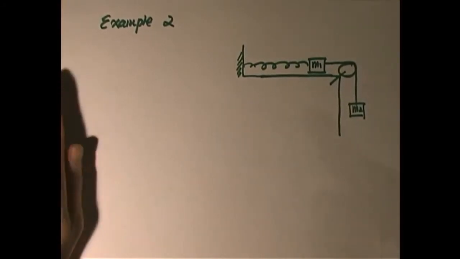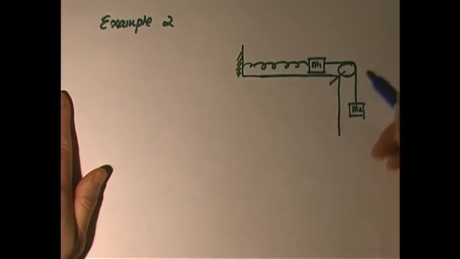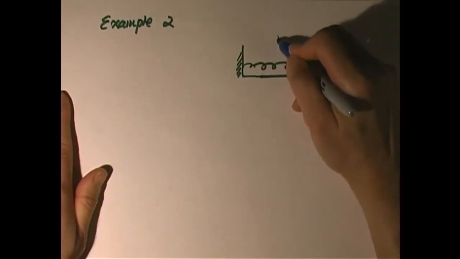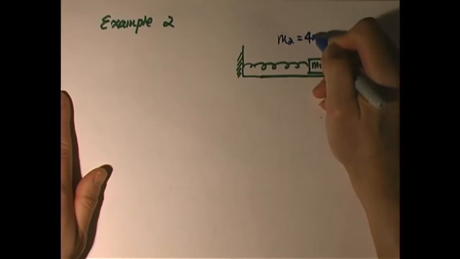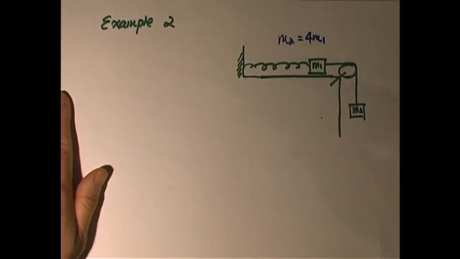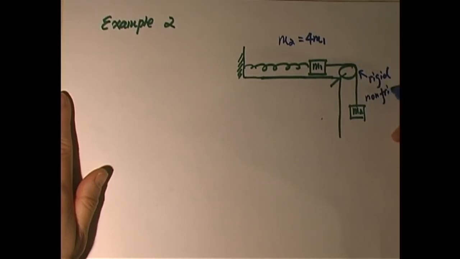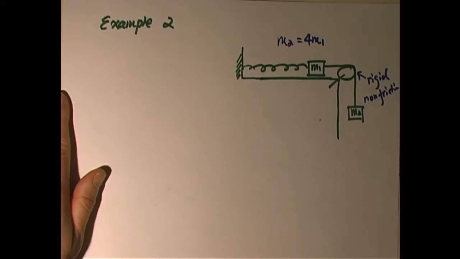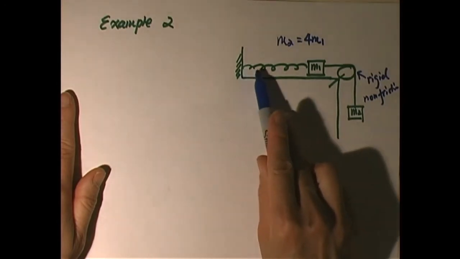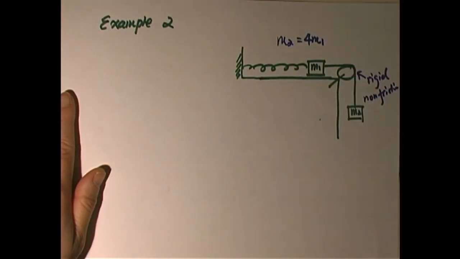Let's continue on this example 2 problem, and we just remember that in our case we define m2 equals 4 times m1. Remember, this is m, that's 4m, so that is that. And the string is rigid, and there's no friction, rigid, non-frictional right here. And now let's ask this question. What will be the maximum stretch to the spring if we let M2 drop?